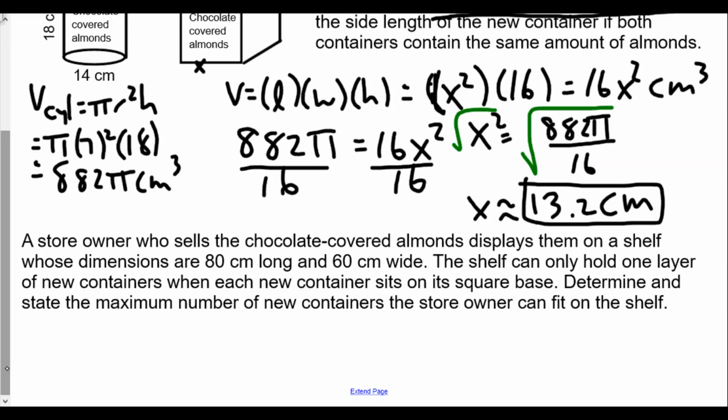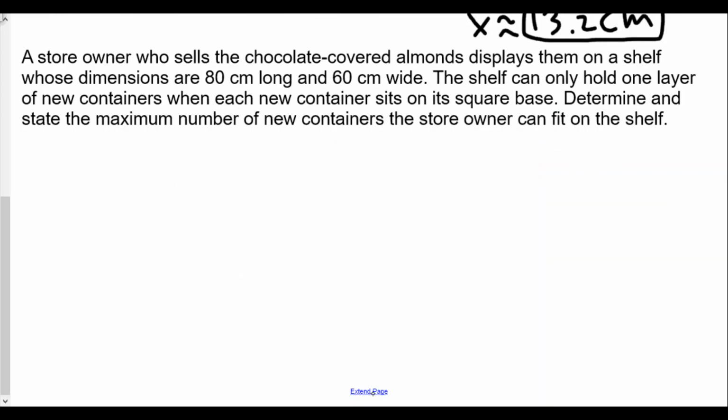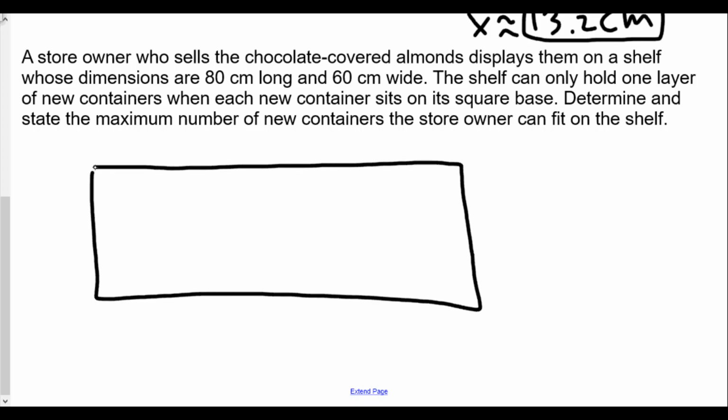Okay, so a store owner sells the chocolate almonds, displays them on a shelf whose dimensions are 80 centimeters long and 60 centimeters wide. The shelf can only hold one layer of new containers when each new container sits on its square base. Determine and state the maximum number of new containers the store can fit on the shelf. So here we go, it's this shelf here and only one layer. It says here only one layer. And so this is 80 centimeters by 60 centimeters.